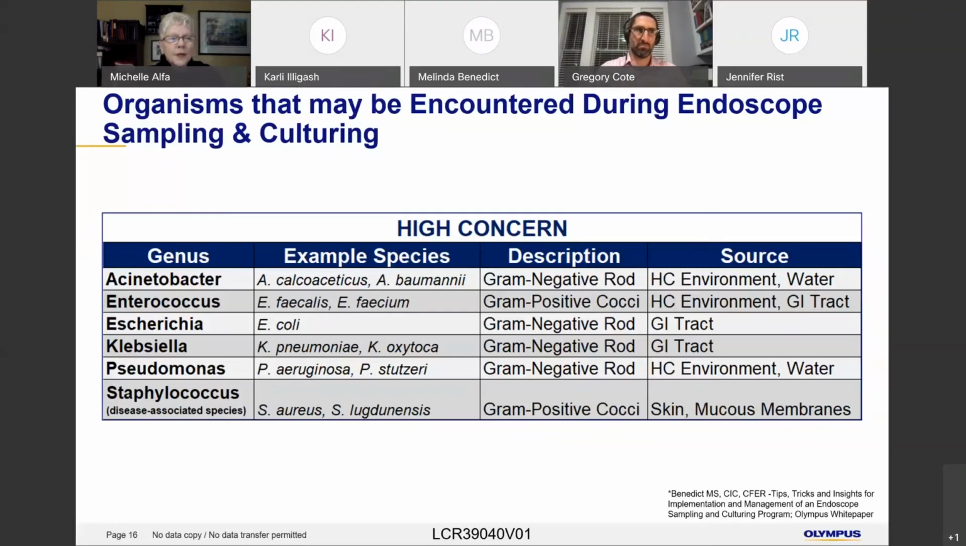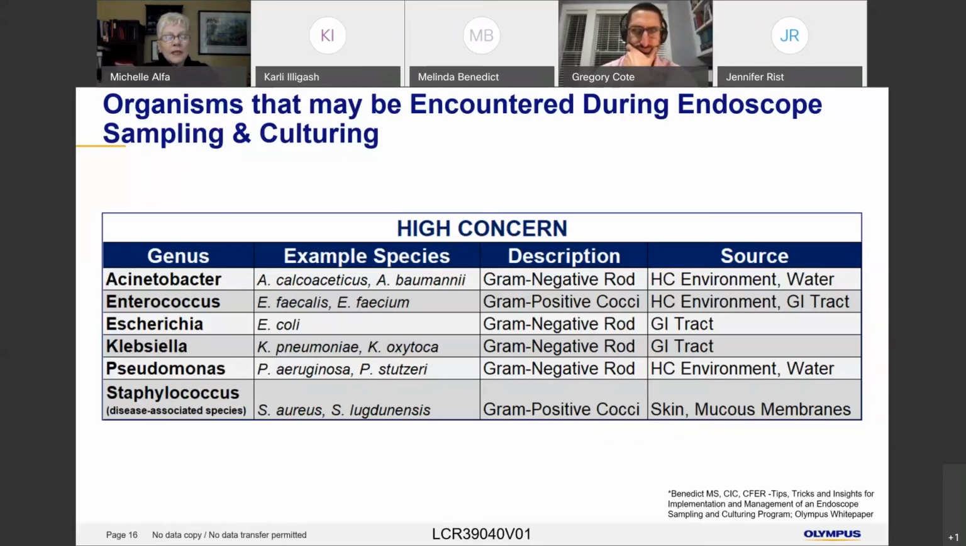Organisms like Pseudomonas aeruginosa and Stutzeri are high concern organisms. They can be found in the environment, definitely, and it's amazing how well Pseudomonas aeruginosa can grow in water environments. And Staphylococcus aureus, as we mentioned, is a high concern organism, as well as Staph lugdunensis. They're gram-positive cocci, and they're found on the skin and mucous membranes.